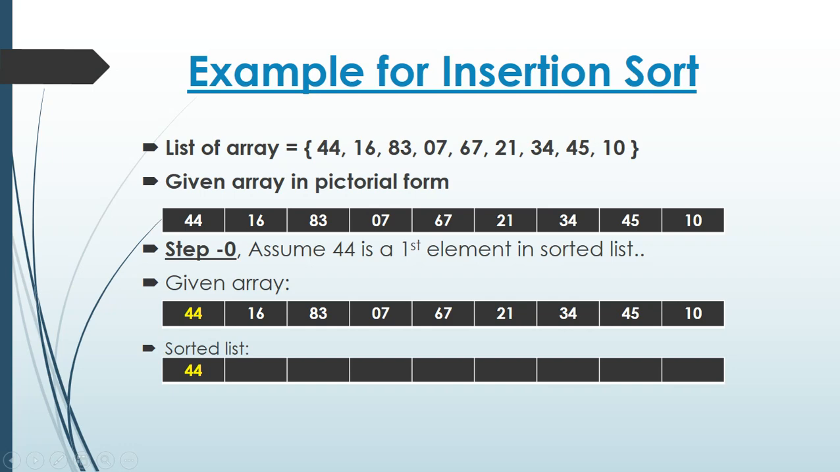Here, what is your first step? It is step 0. I take the element from index 0. So this is index 0, 1, 2, 3, 4, 5, 6, 7, 8. The last index is 8, but the total number of elements is 9, because we started the index from 0 to 8. So let us see step 0. Assume 44 is the first element in the sorted list. From the given array I have taken 44, and placed 44 first in the sorted list. Okay, so this is your first step.